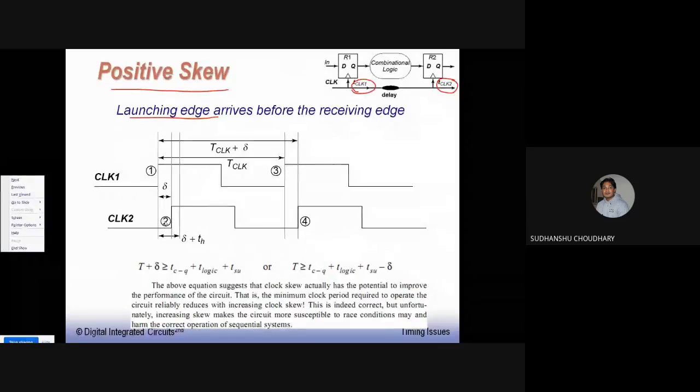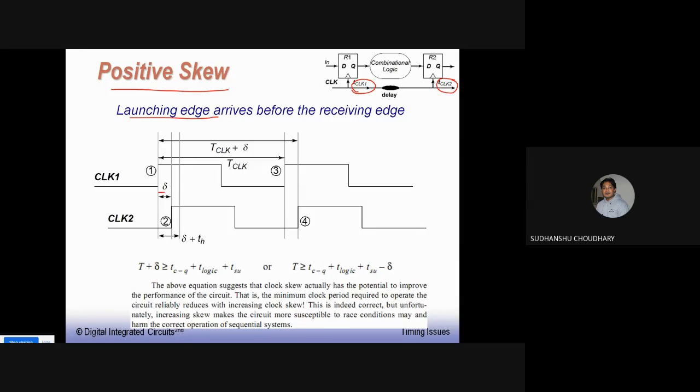So now clock 2 arrives late than clock 1, by delta time. That is, the positive edge of the clock arrives late by delta at register number 2. I have now drawn two clocks over here. This is my launching edge, that is edge number 1, which means the data is launched into this register at this edge.